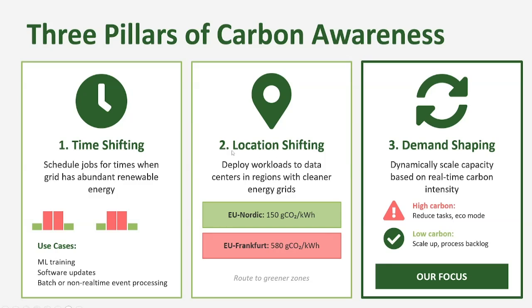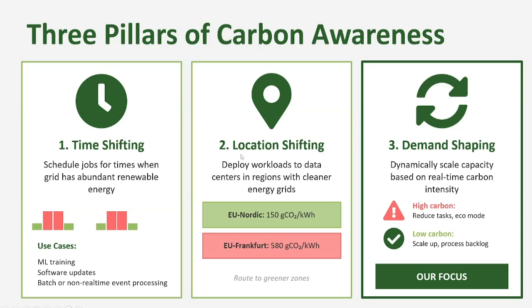And there are 3 pillars of how you can do this. The first one is time shifting. If it's possible to schedule workloads, then scheduling them for when the grid has abundant renewable energy will dramatically reduce the carbon intensity. Clearly that requires workloads that can be shifted. So things like machine learning training, software updates, or batch or non-real-time event processing.